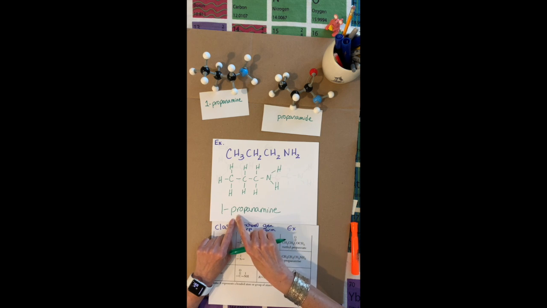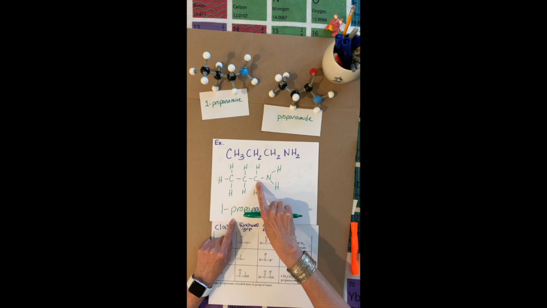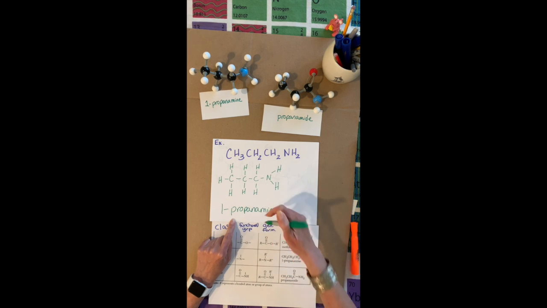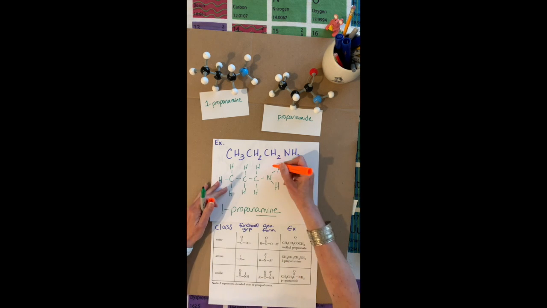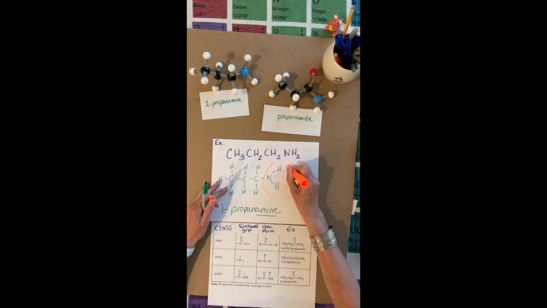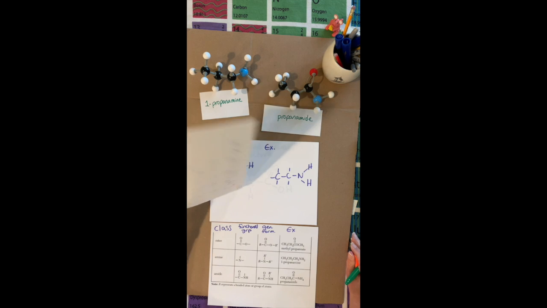We always go back to that parent backbone. Propan refers to a 3-carbon backbone. Amine is the functional group. So this is our amine group, making 1-propanamine.